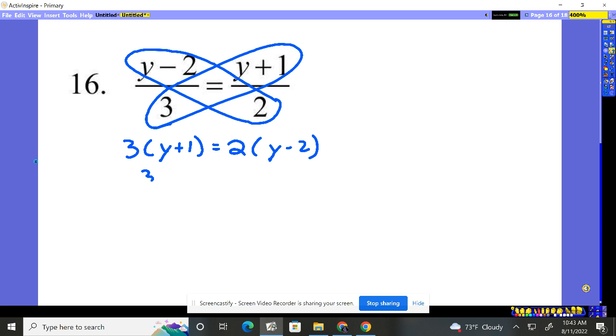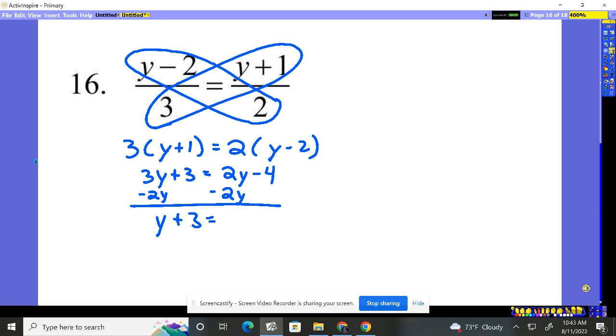So I distribute the 3 through, gives me 3y plus 3 equals, distribute the 2 through, 2y minus 4. Now move your variables to one side. So I subtract 2y. Single y plus 3 equals negative 4. Don't forget, pay attention to what's in front. And now I move my 3 over, subtract 3. Y's value is negative 7. Lose 4, then put with a loss of 3, loss 7.